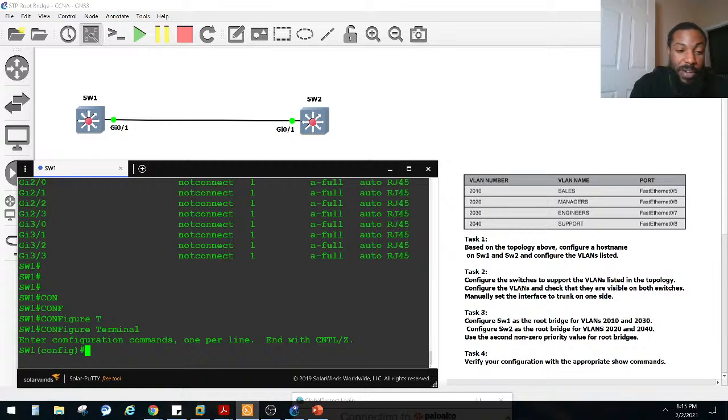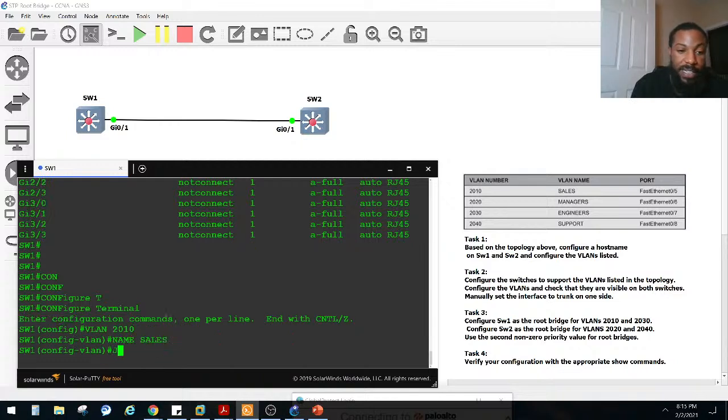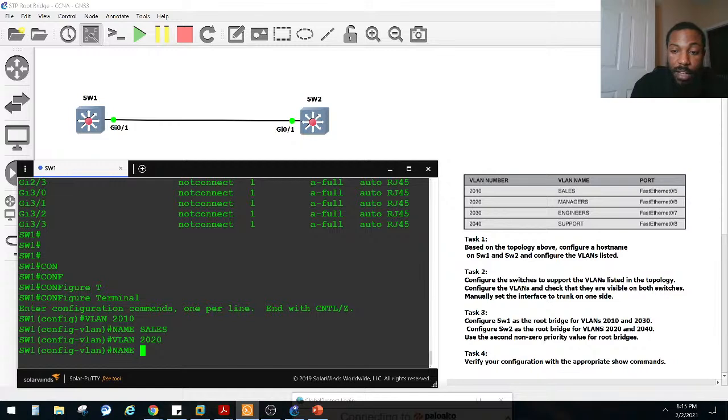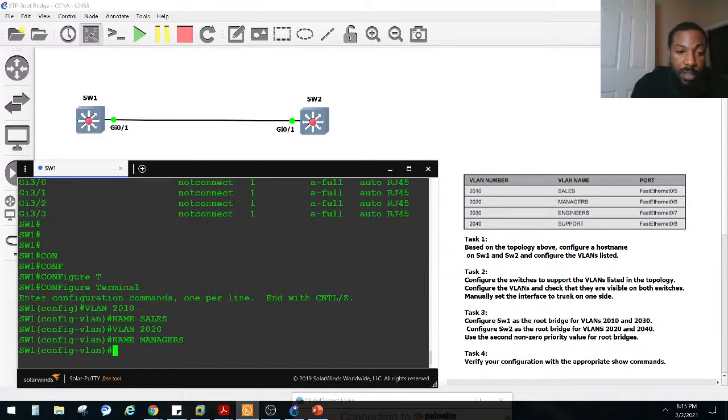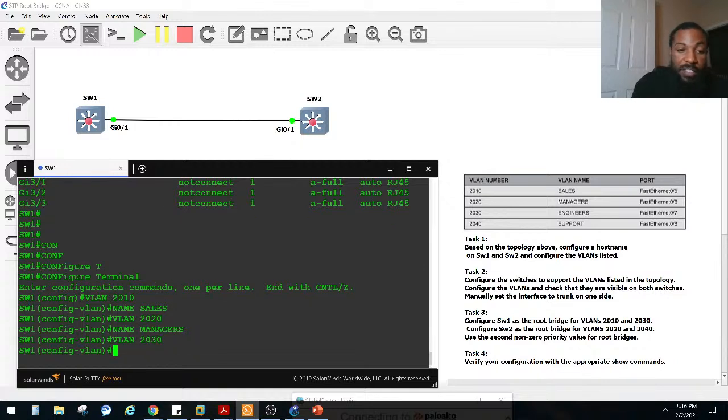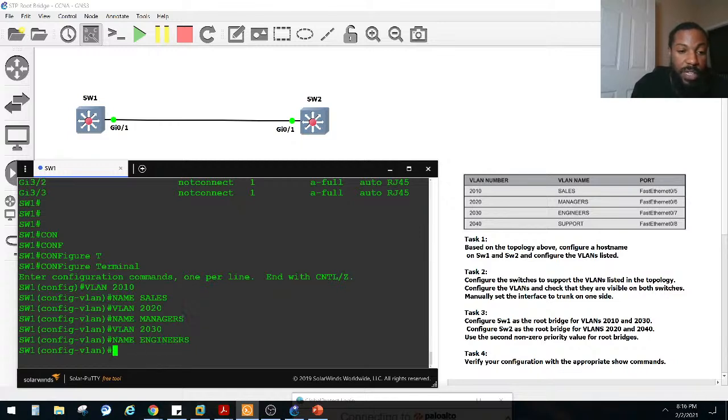Interface, we'll create the VLANs, right? So VLAN 2010, that name is sales. We've done this a million times these past couple weeks, right? We learned how to do VLANs already. VLAN 2020, name is managers. Fat Finger Squad in the building. Don't let me make any mistakes, y'all. Point out any mistakes I make. VLAN 2030 is the engineers VLAN. Name engineers. And y'all see I created those VLANs, right?